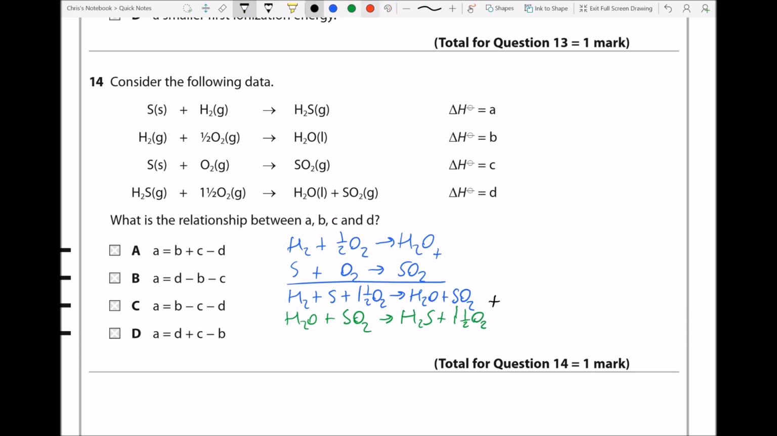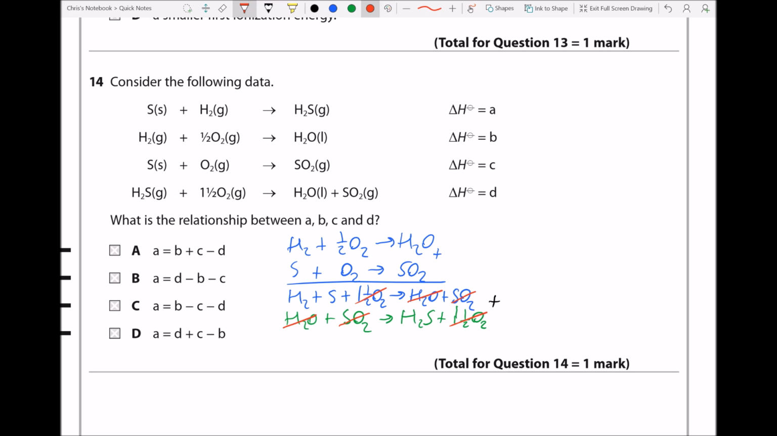Now, this is where the magic bit happens. We're going to cancel a few things off because we've got quite a few things here. You see we've got SO2 here and there, and that cancels out because we've got one on the left and one on the right. 1.5 O2 there, 1.5 O2 there, so we cancel them out. Waters, cancel them out, because that's on the left and that's on the right. As long as they're on opposite sides of the equation, that's fine.